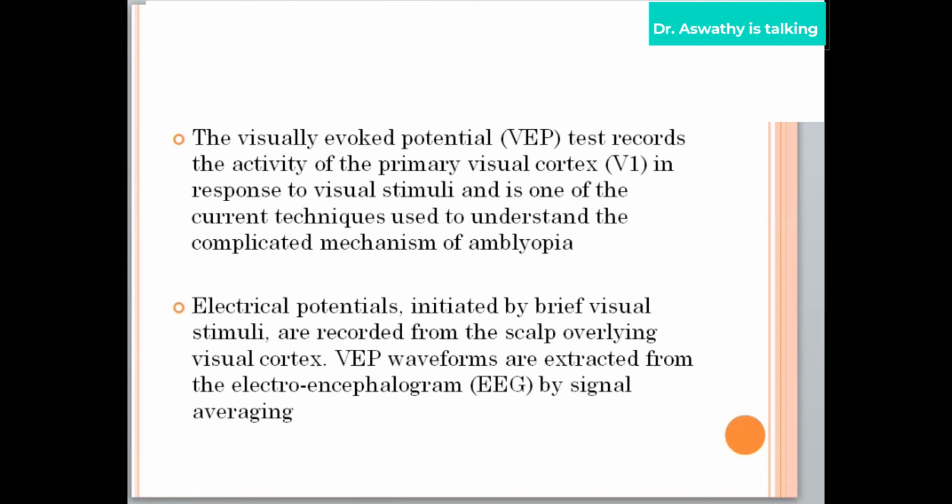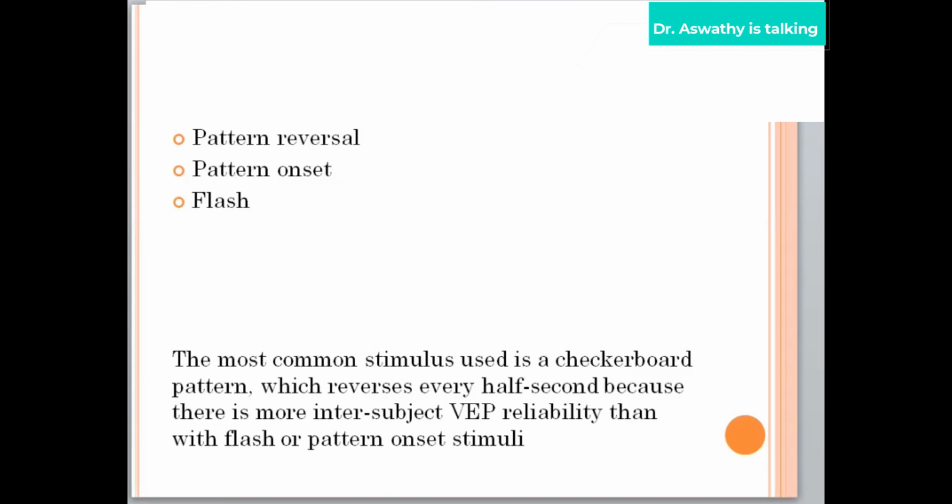Here, the electrical potentials, which are initiated by brief visual stimuli, are recorded from the scalp overlying the visual cortex. The VEP waveforms are extracted from the EEG by signal averaging. There are three types of stimuli: the pattern reversal, pattern onset, and the flash stimuli. Of these, the most common stimulus we use is the checkerboard pattern, which reverses every half a second. That is the pattern reversal stimulus, because there is more inter-subject VEP reliability in this case than with flash or pattern onset stimuli.